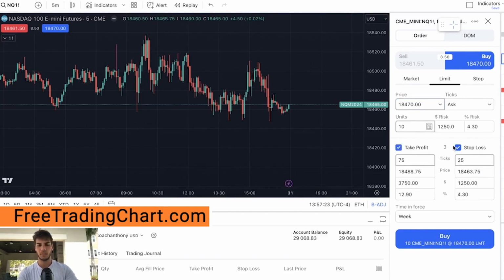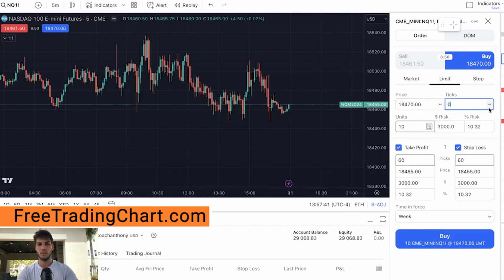Once you click those checked on, then you can set the amount of ticks. So 1 tick is 1/4 of a point on NASDAQ. Same thing on ES, 1 tick is 1/4 of a point. So 4 ticks is 1 point. I'd always just kind of do 60 and 60 by default. So that just means that I have a 15-point take profit, 15-point stop loss.